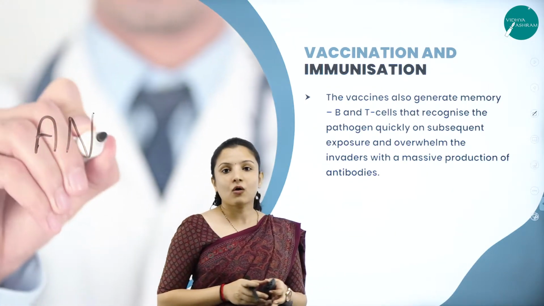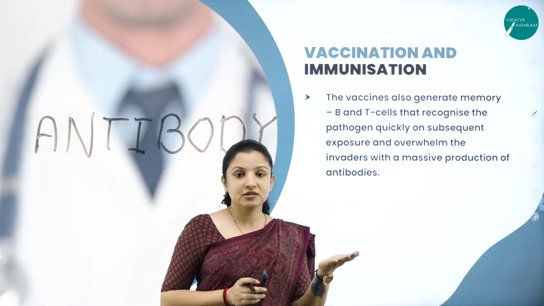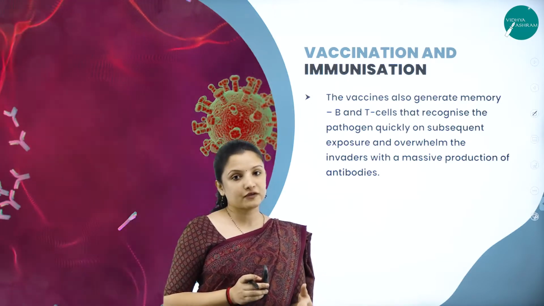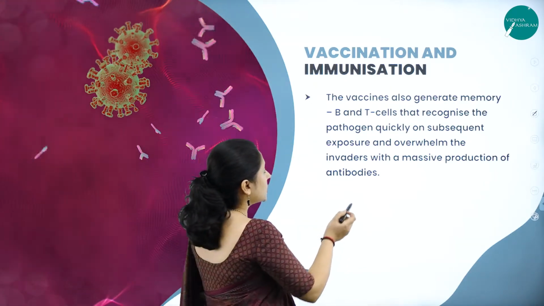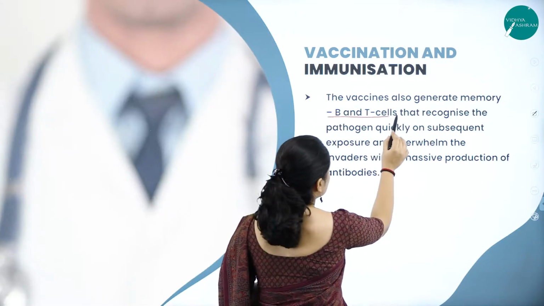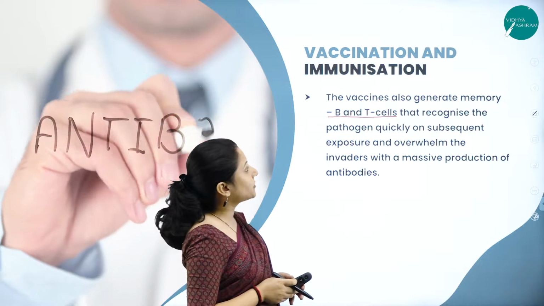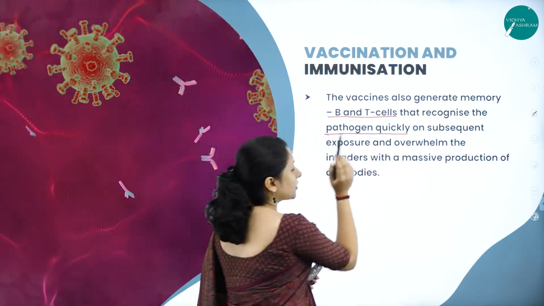And the vaccine also, as I told you in the first slide, we had learned that the principle behind vaccination and immunization is mainly based on the memory of the cells. So here the vaccines also generate memory. That is, they generate memory in the B lymphocytes and the T lymphocytes, or the B and T cells, which recognize the pathogen quickly. So what happens here?